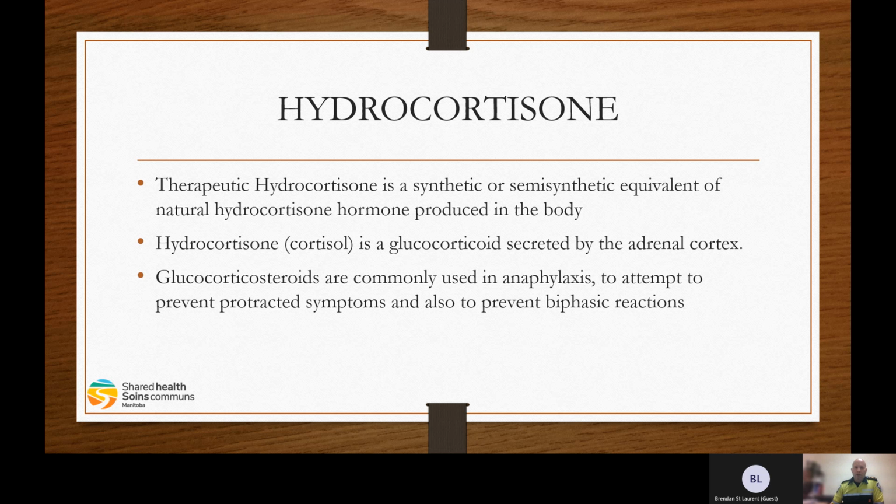So what is hydrocortisone? It's a therapeutic. Hydrocortisone is a synthetic or semi-synthetic equivalent of natural hydrocortisone produced in the body. It's produced in your adrenal cortex. It's also known as cortisol, and it's commonly used in anaphylaxis to attempt to prevent protracted symptoms, so that, again, if we're giving epi, we're only sort of resolving the symptoms. And it's also used to prevent biphasic reactions, or, for example, with ours, we're using it for refractory anaphylaxis.